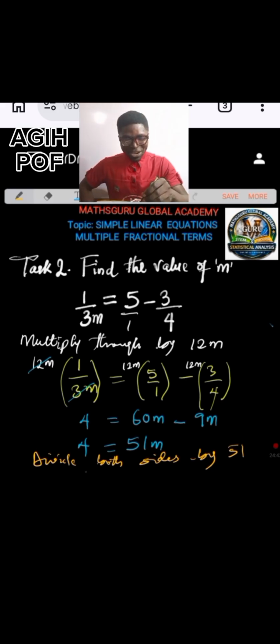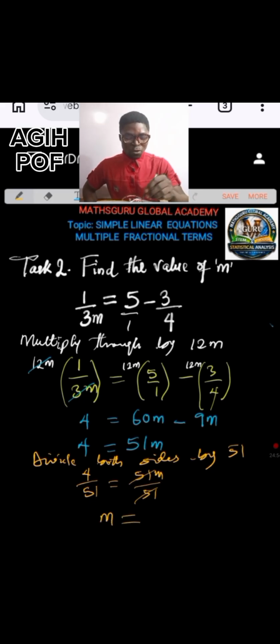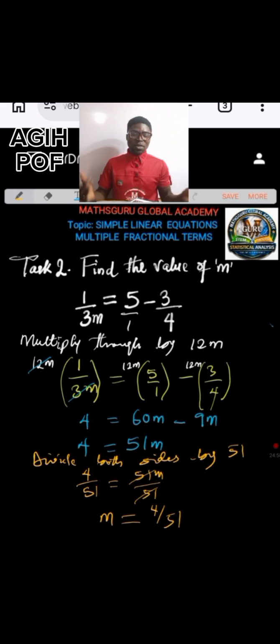Alright, so we're going to have 4 over 51 equal to 51m over 51. 51 can go with 51. So we're going to be left with m equal to 4 over 51. Nothing else we can do here further. So we leave it as 4 over 51.